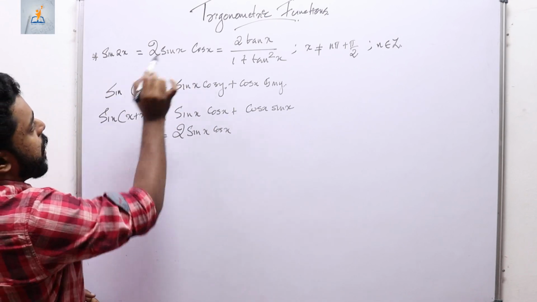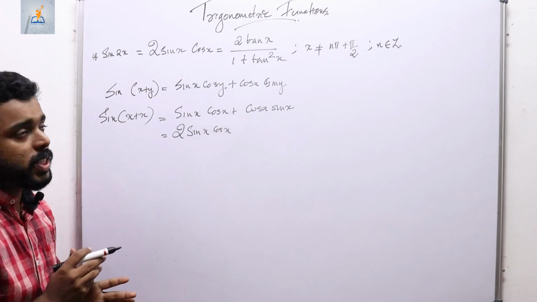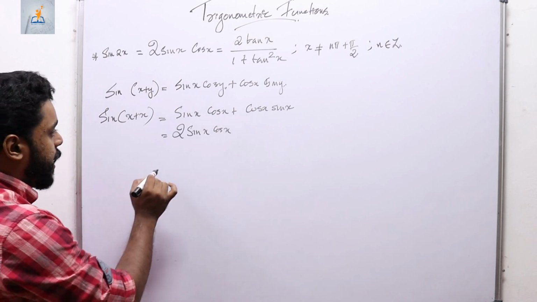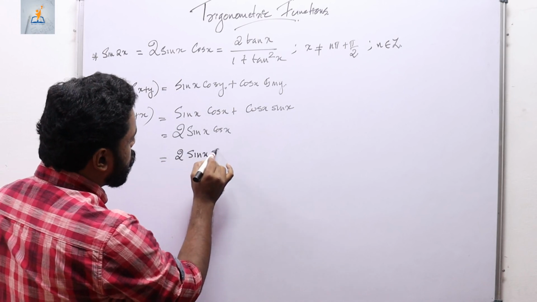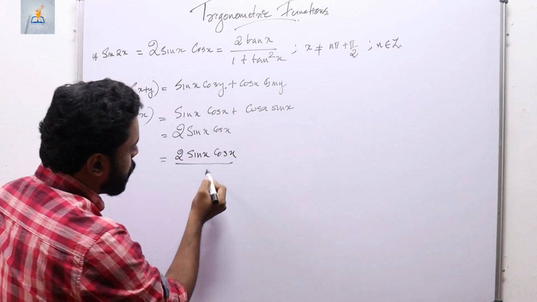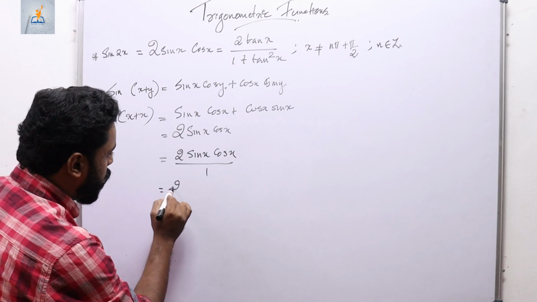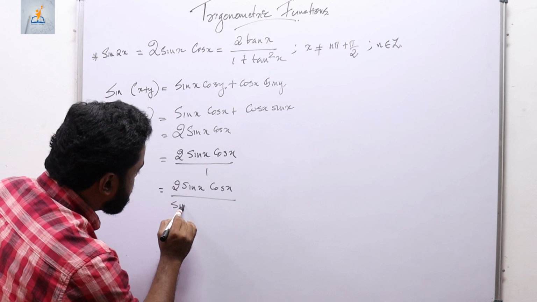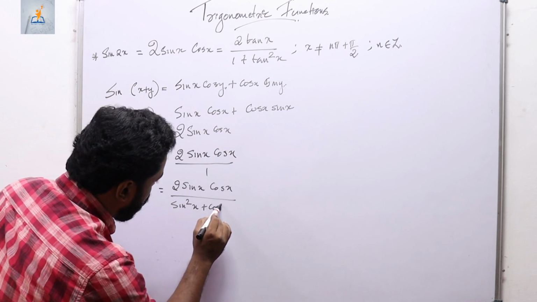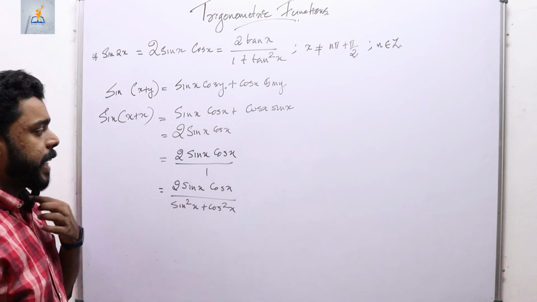So the first part is over. Sin 2x is equal to 2 sin x cos x. Again, it is equal to 2 sin x cos x whole divided by 1, isn't it? It is equal to 2 sin x cos x divided by sin square x plus cos square x, or cos square x plus sin square x.